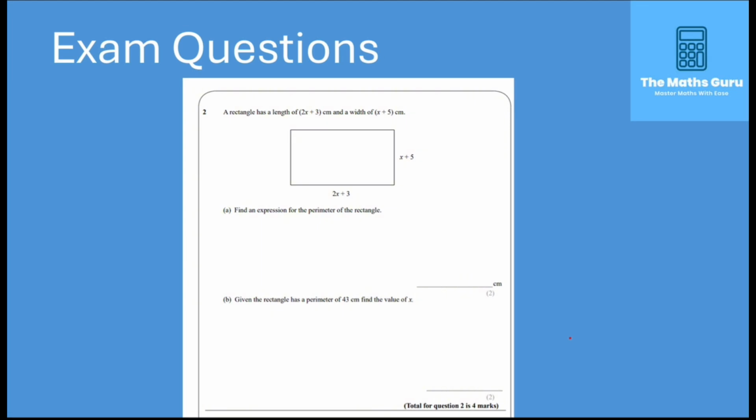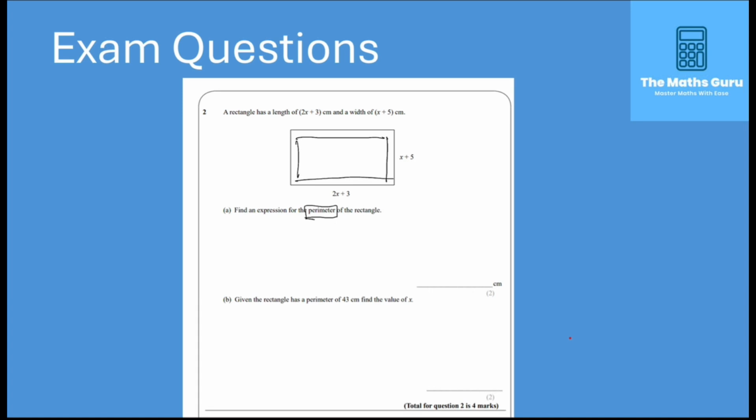Let's go. A rectangle has a length of 2x plus 3 and a width of x plus 5. Find an expression for the perimeter of the rectangle. So perimeter, as you guys must know, is all of the sides added up together as a total measurement. So we need to add this side, this side, this side, and this side together.